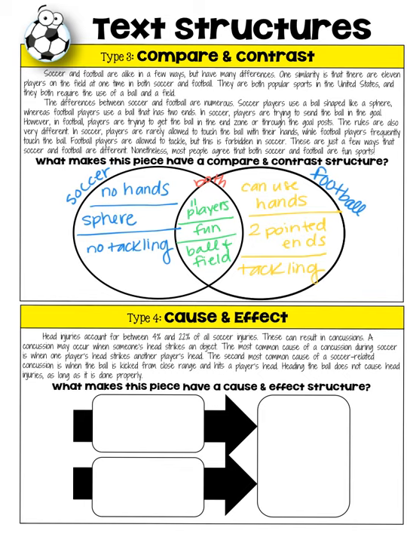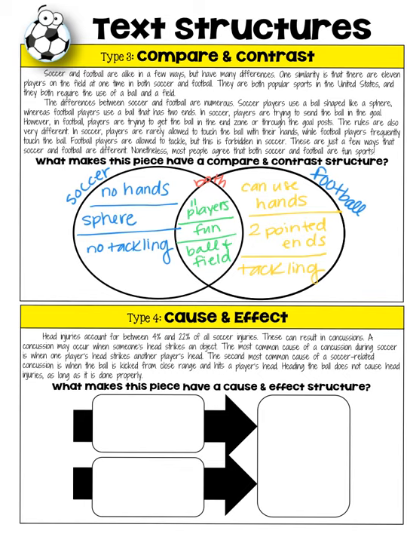Head injuries account for between 4% and 22% of all soccer injuries. These can result in concussions. A concussion may occur when someone's head strikes an object. The most common cause of a concussion during soccer is when one player's head strikes another player's head. The second most common cause of a soccer-related concussion is when the ball is kicked from close range and hits a player's head. Heading the ball does not cause head injuries as long as it is done properly.